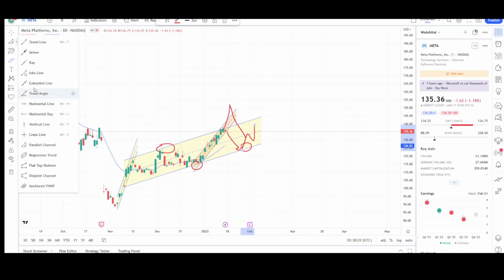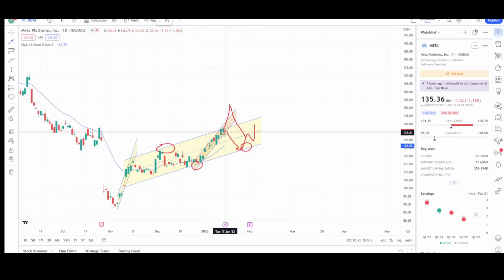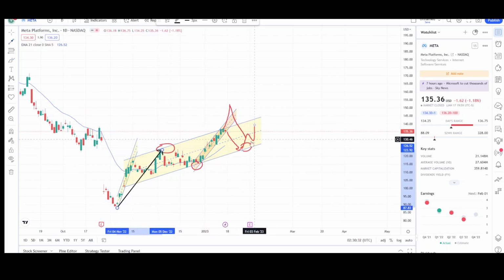So right now Meta Platforms is near the top of the channel, top of the uptrend, far away from the EMA. So I'm expecting a pullback. By then it will already be next week, and I can give another prediction if we're going to continue lower or we're going to continue higher.